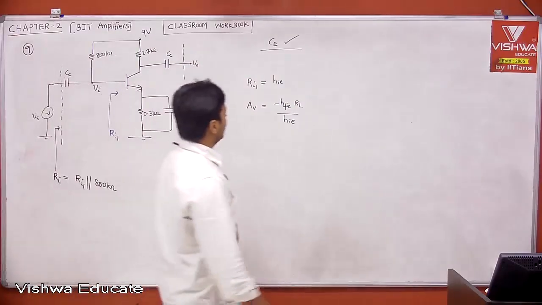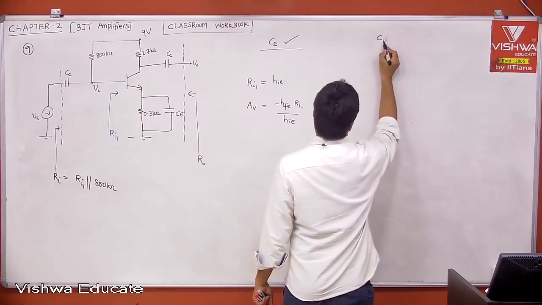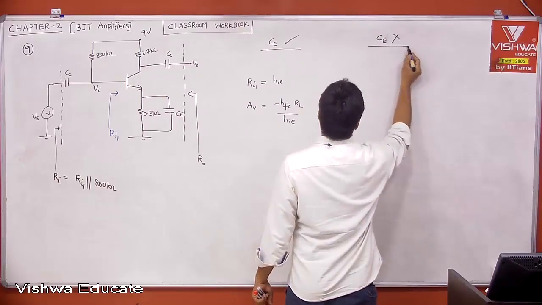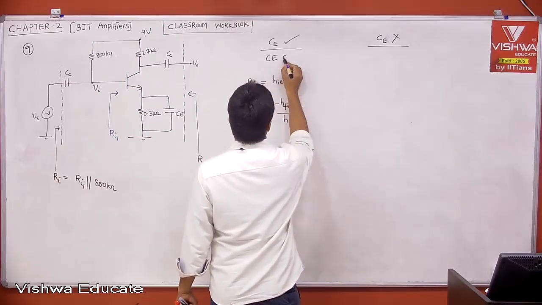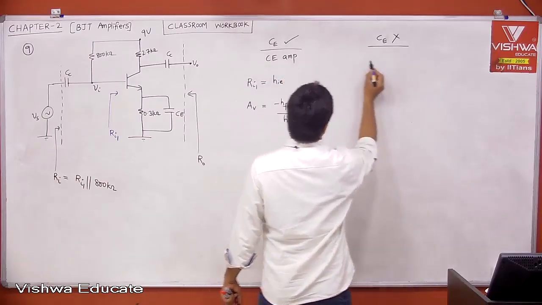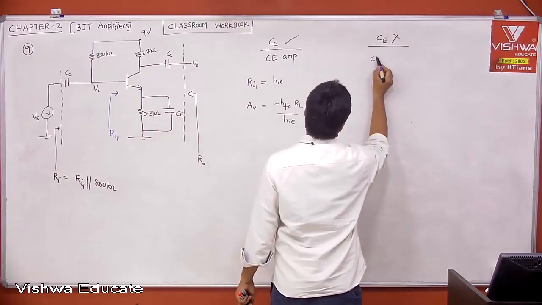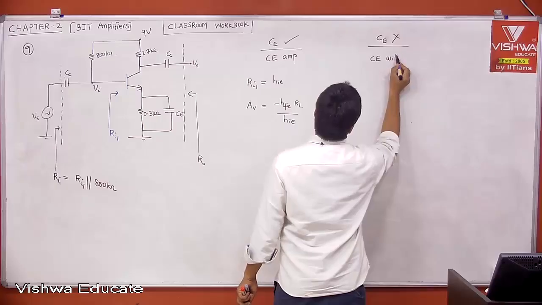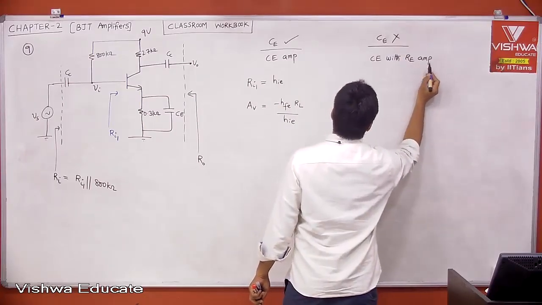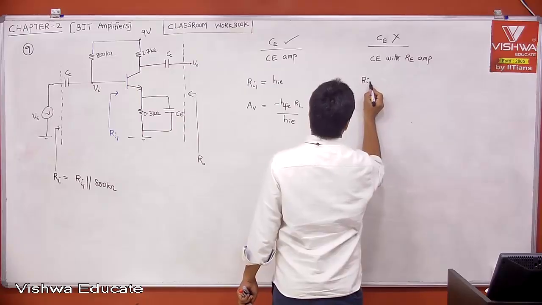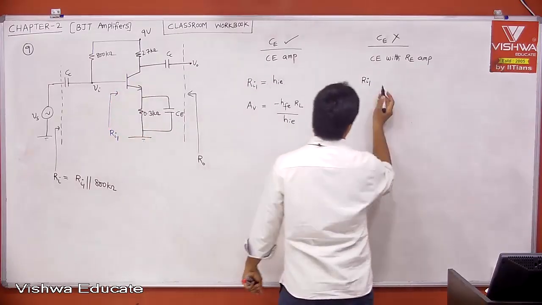Now CE is disconnected. If capacitor CE is disconnected, then what is this amplifier? When CE is disconnected, this resistor RE is there. Then this is nothing but a CE with RE amplifier. Then what is your Ri1 which we calculated? I am speaking with respect to input impedance from the transistor.